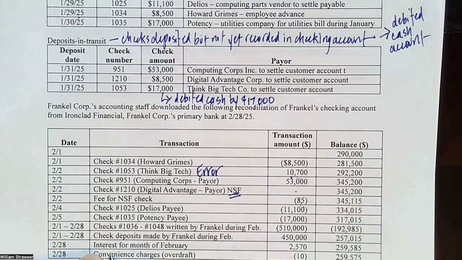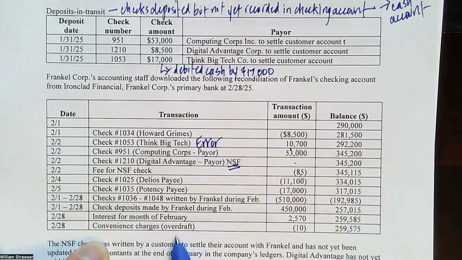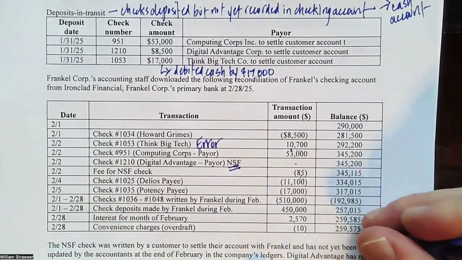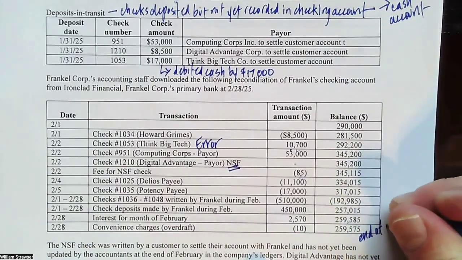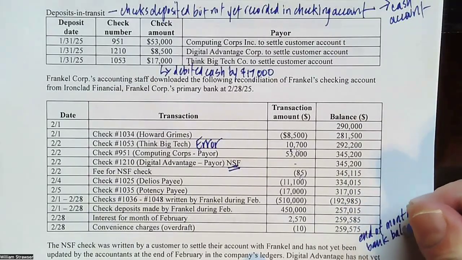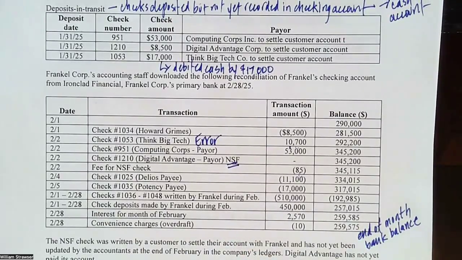And then finally, we have interest for the month of February. That's the bank, the interest revenue that our account has earned during the month. And then convenience charges, maybe, we had an overdraft. We wrote a check we couldn't clear at one point, and it was a $10 fee for that inconvenience to the bank, which left us at this account balance at the end of the month. So this is our end of month bank balance. Because remember, we're always wanting to start with updated information at the end of the month when doing a reconciliation.